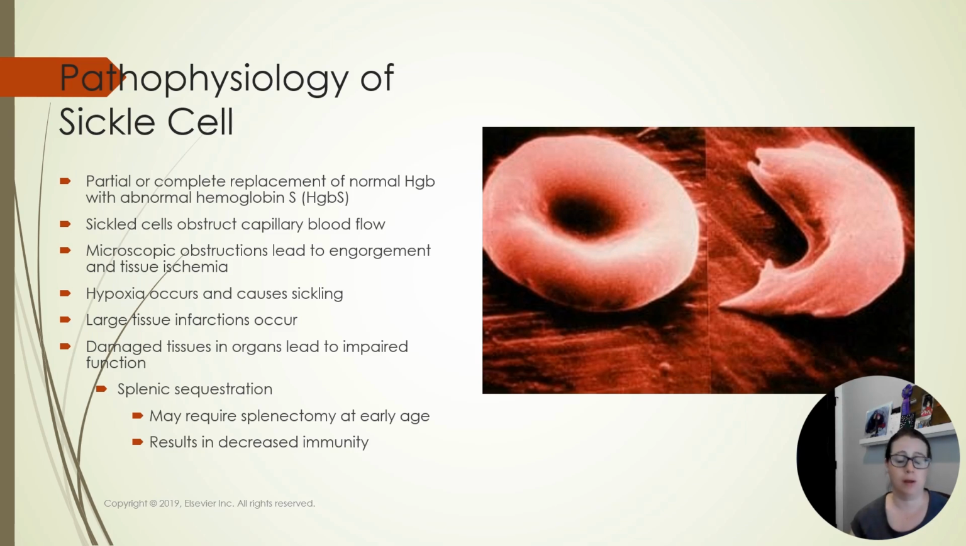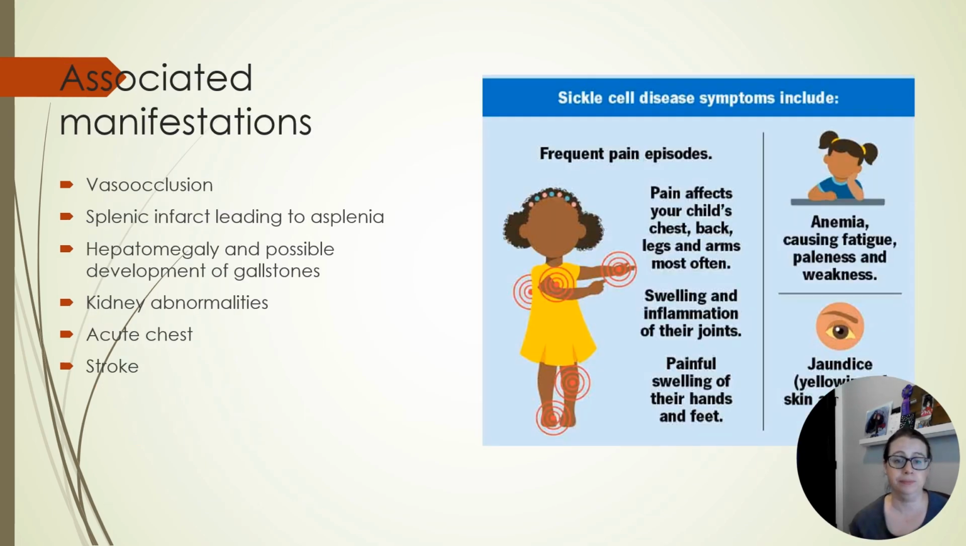So one thing we talk about in sickle cell patients is that they often have splenic sequestration, where their spleen basically gets occluded and stops working. So they may have a splenectomy at an early age, and they're actually considered asplenic, or not having a functioning spleen, after the age of 6 for all sickle cell patients. And so what this results in is decreased immunity, which leads to increased infections and risk for infection.